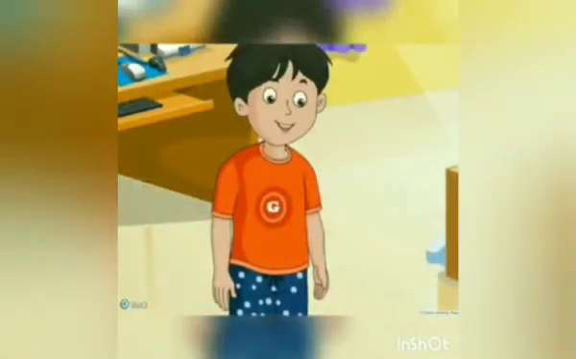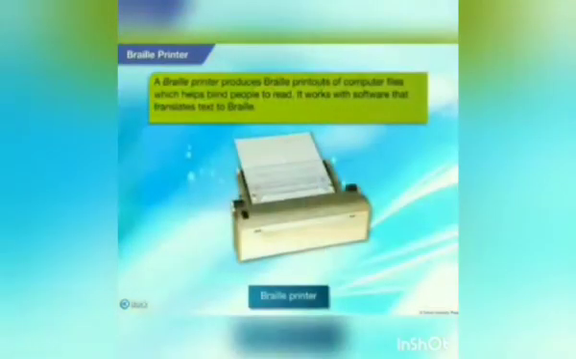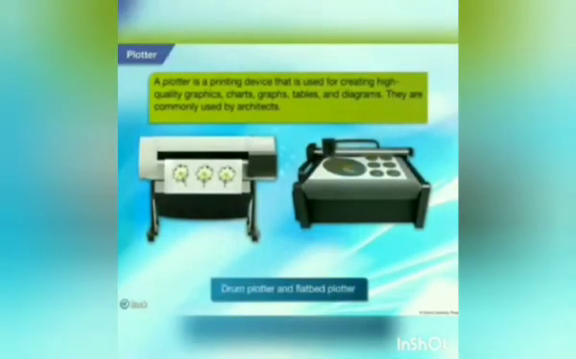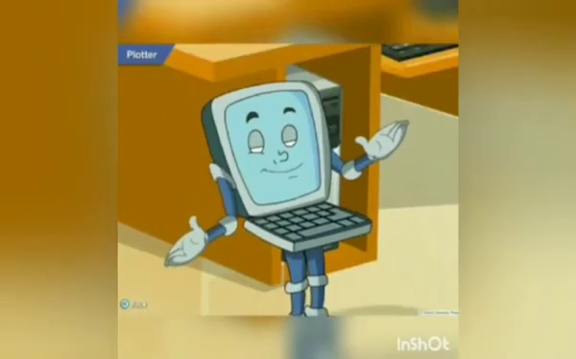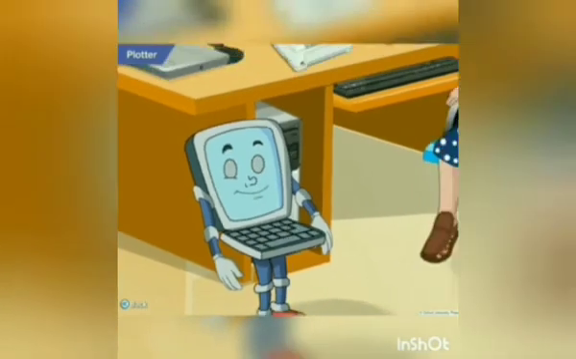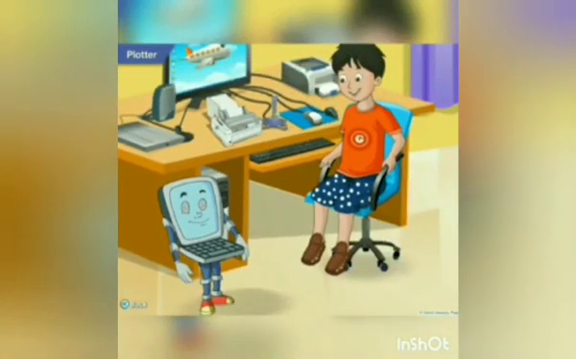What's a braille printer, Toggle? A braille printer produces braille printouts of computer files, which helps blind people to read. It works with software that translates text to braille. A plotter is a printing device that is used for creating high-quality graphics, charts, graphs, tables, and diagrams. They are commonly used by architects. That was a good session on output devices. Oh yes, thank you, Toggle.